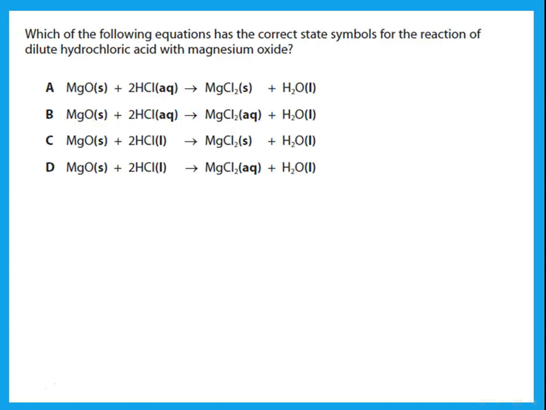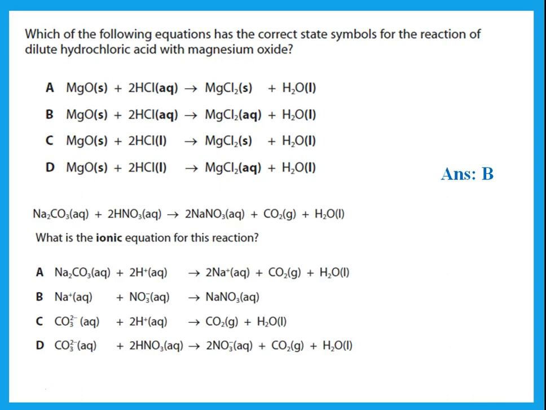Okay, getting better. Which of the following equations has the correct state symbols for the reaction? Okay, magnesium oxide is a solid, and that's correct in all of them. Now, HCl is what? We said HCl is aqueous, so only A and B are correct. Now, magnesium chloride, remember, barium chloride, calcium chloride, magnesium chloride, all of them are aqueous, not solid, and water is a liquid, so my answer is B.